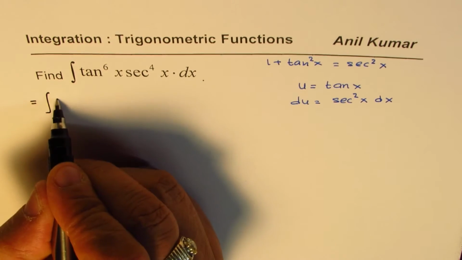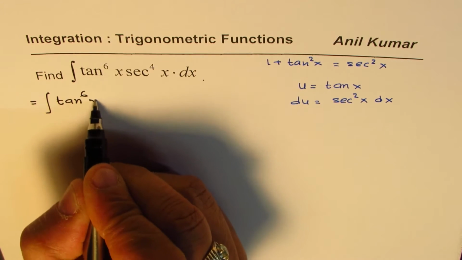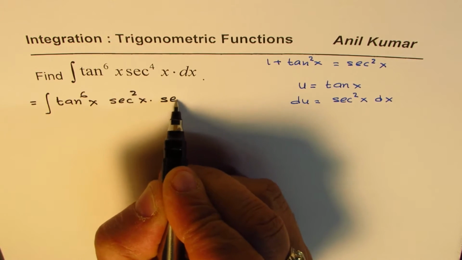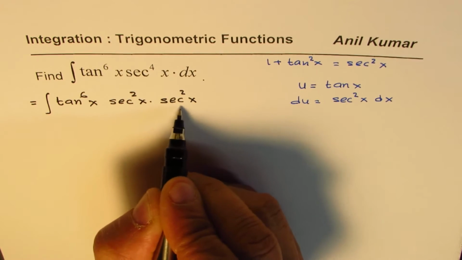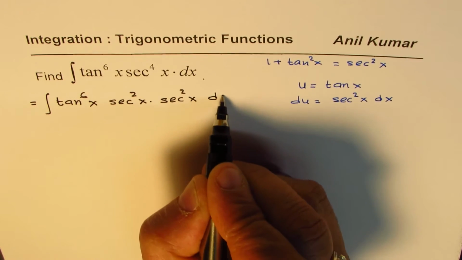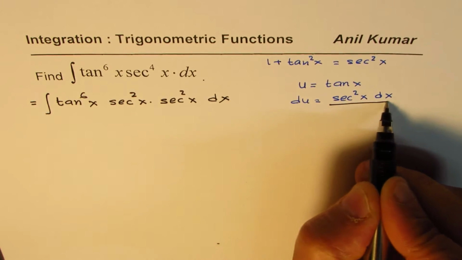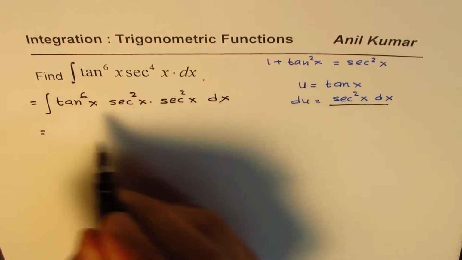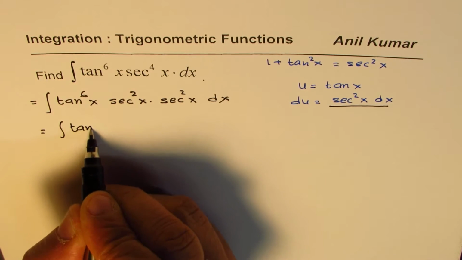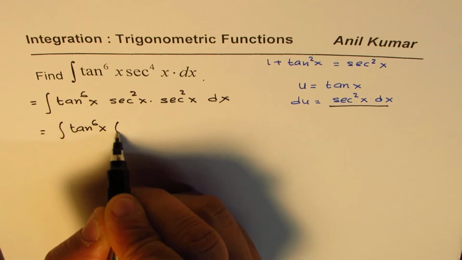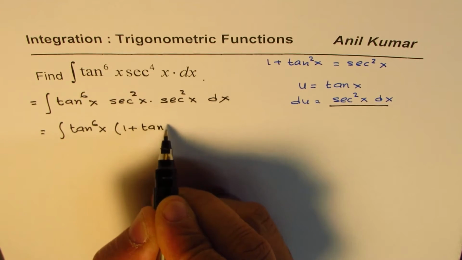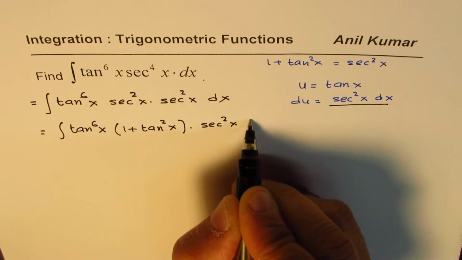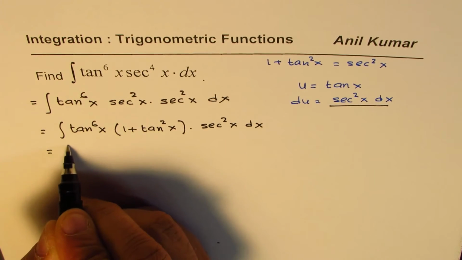As we have discussed, the strategy here is simple. We'll write tan as such, split secant into secant square x times secant square x. Basically, we are keeping one secant square x aside with dx, since we want to use this part, right? Now, secant square x can be written as 1 plus tan square x. We'll write this as tan to the power of 6x times 1 plus tan square x times secant square x dx.